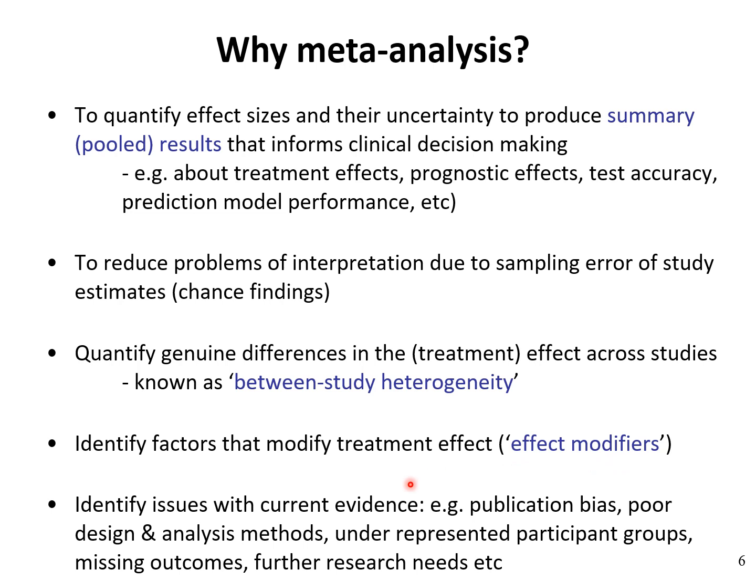But we also may be interested in summarising the quality of existing evidence, so whether there's publication bias, whether there are concerns about the reporting standards, the analysis methods, whether participant groups are represented or underrepresented, if they're missing outcomes, what are the further research needs. Meta-analysis is very, very important to summarising the existing evidence and also establishing the current state of play in the particular field of interest.